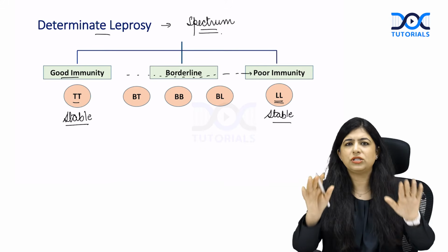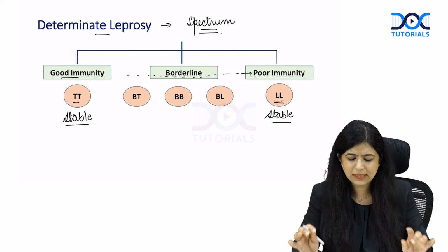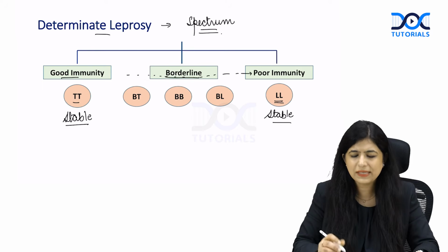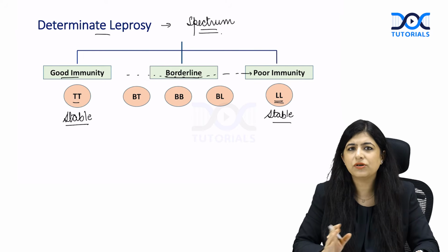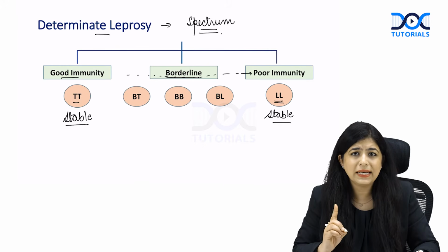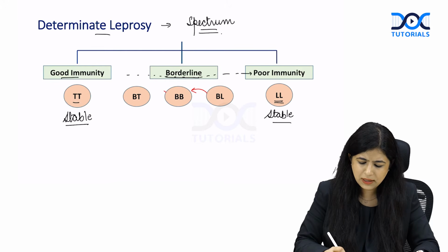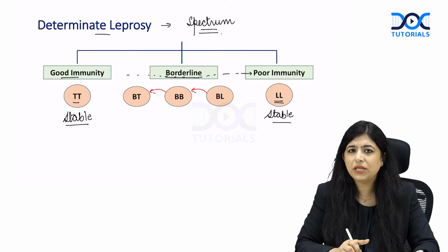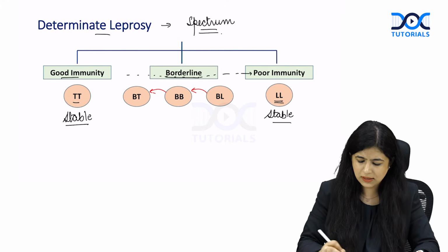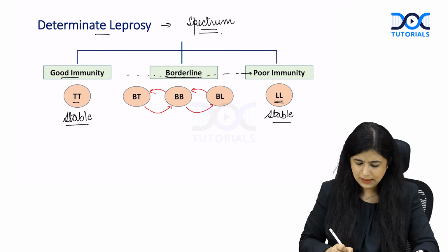Clinical features do not change. The patient stays at the same spot throughout the disease. However, in borderline leprosy, it can vary along a spectrum depending upon the immune response. If the immune response improves, they can move from BL to BB to BT. If the immune response worsens, they can move from BT to BB to BL. So this is the spectrum that I am telling you.